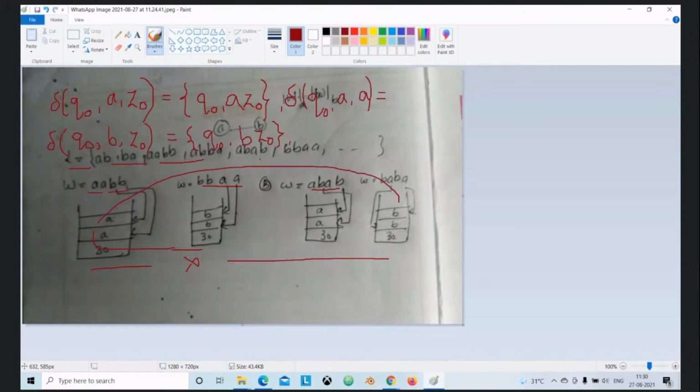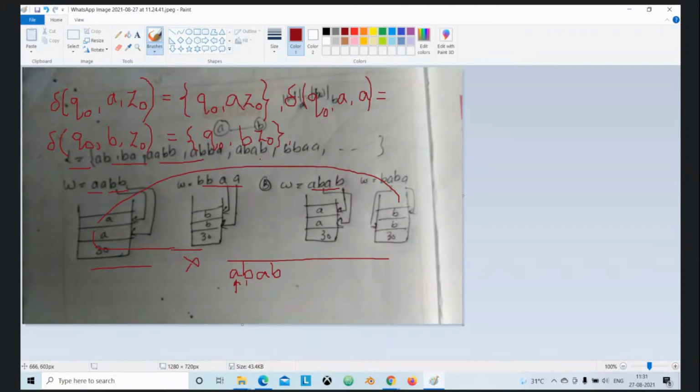Let us take a few cases. So here A B A B, this is the string. If we get an A, then we'll push, and for B we'll pop an A. That same concept will apply again and again. We'll push an A for A, and for B, pop. Push and pop.